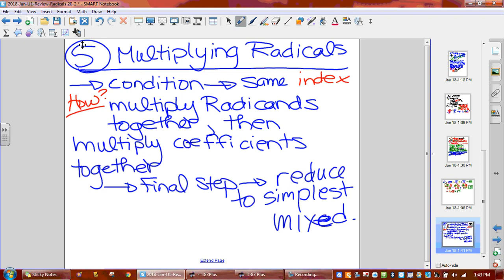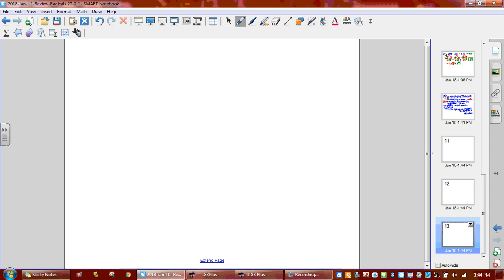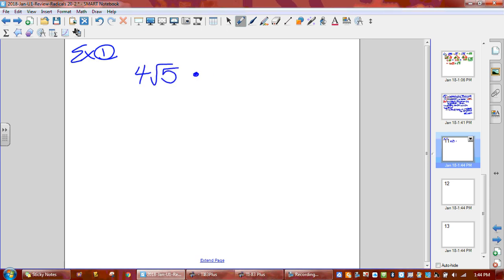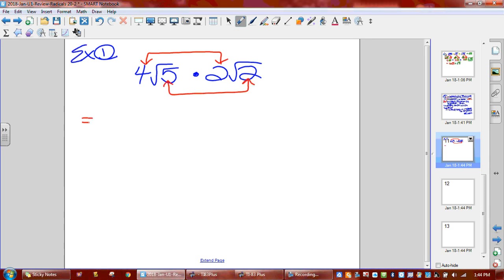Okay, example 1. We're going to have 4 root 5 times 2 root 2. We're going to multiply coefficient to coefficient and radicand to radicand. So we're going to get 8 root 10, and root 10 does not reduce. So that one is in final simplest mixed form. The next one we're going to do is going to have a fraction in it.